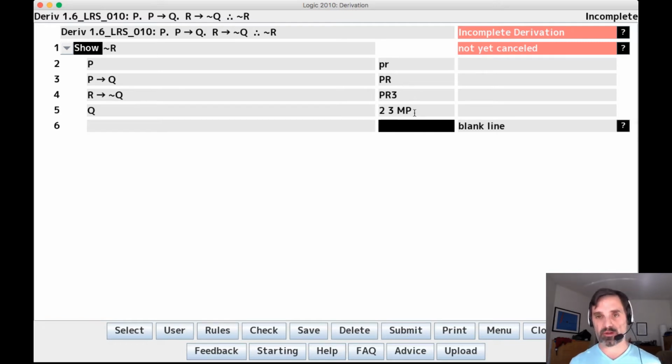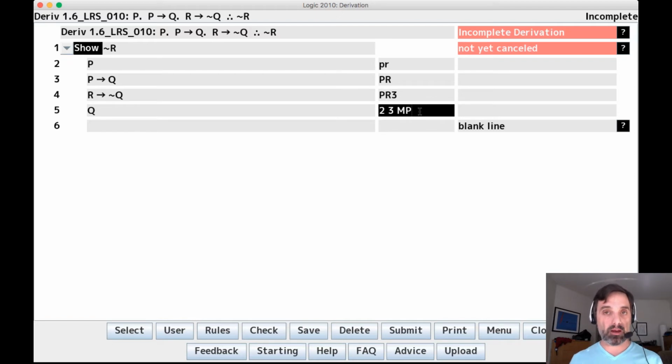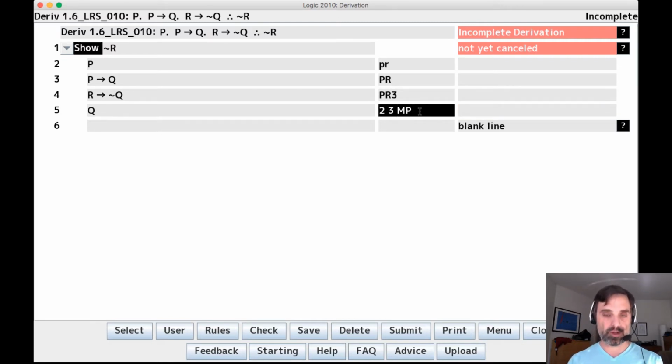Let's check to make sure everything is okay. It still is. So looking good so far. We have the show line, premises, and then we applied an inference rule. And the syntax for applying inference rules is always the lines to which the inference rule applies, and then the name of the inference rule. If we just said MP, it would say MP has no form with 0 premises. If we said MP 2 3, it would still say MP has no form with 0 premises. That's because we have to put the premises first. So there we go, 2, 3 MP.